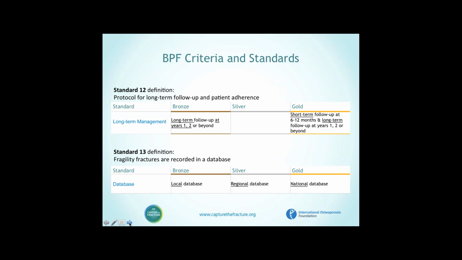For bronze, the follow-up is only arranged at greater than a year. For gold, there is both short and long-term follow-up, so within a year and beyond a year. And finally, for Standard 13, is how the fragility fractures are recorded, whether they're recorded in a local, regional, or national database. Clearly, some of these national databases are out of reach at the local level, but should provide an impetus for the provision of national databases.